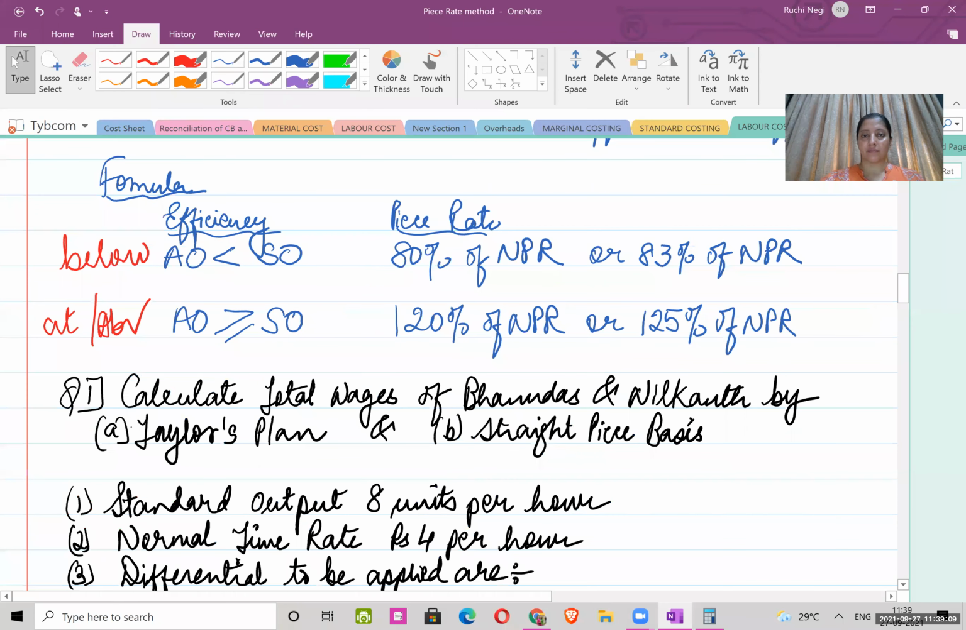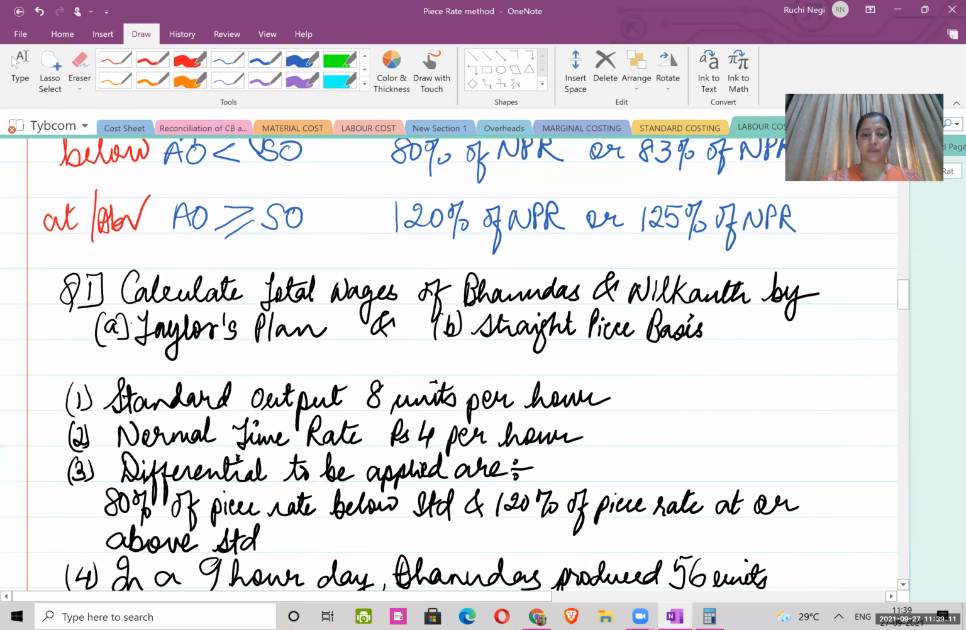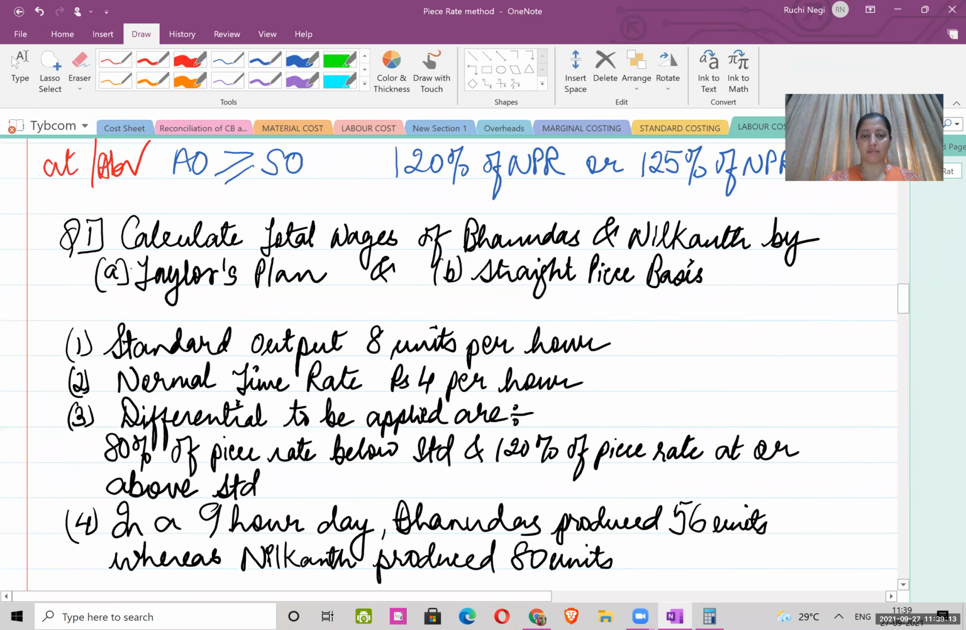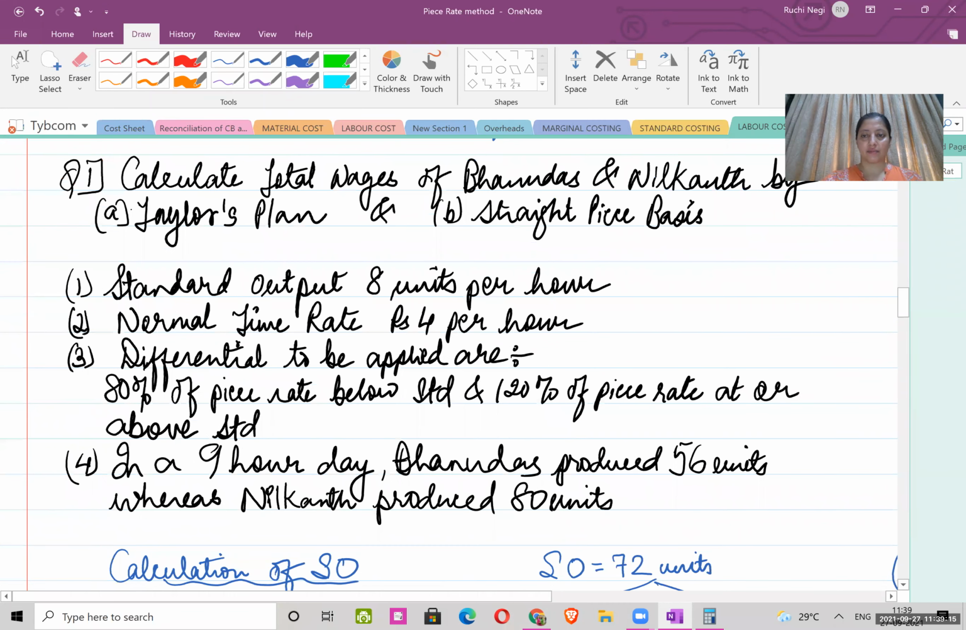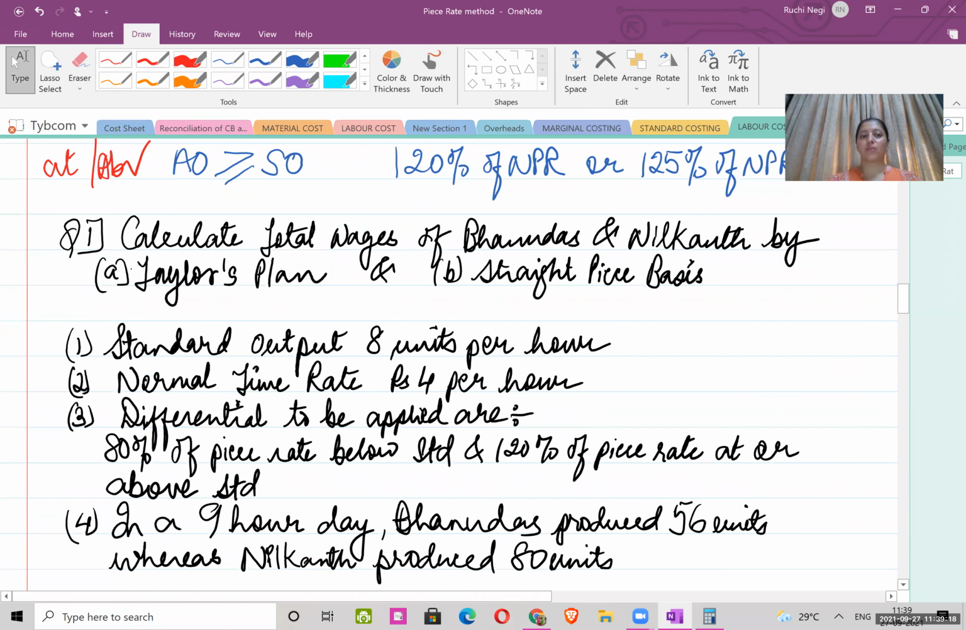So yeah, there is this one sum, a very small application sum I have taken. It talks about calculating the total wages of two workers, Bhanudas and Neelkant, by using the Taylor plan, that is the differential piece rate, and by also using the straight piece rate method. So you have to apply both the methods for calculation.